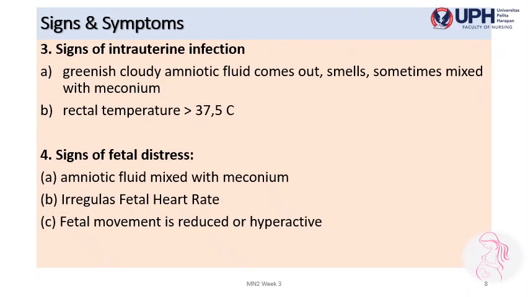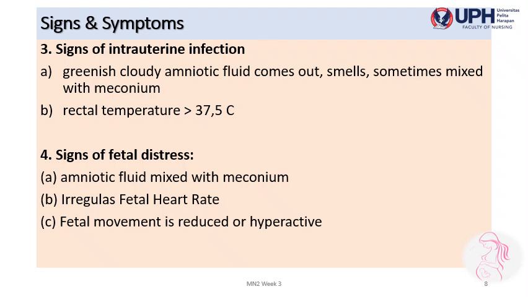Another sign is intrauterine infection. There is an infection inside the uterus, where the amniotic fluid becomes greenish and cloudy, and when it comes out, it is smelly. Sometimes it is also mixed with meconium because the baby becomes stressed. And when we take the temperature through the rectum, it will be feverish, at about 37.5 degrees Celsius.